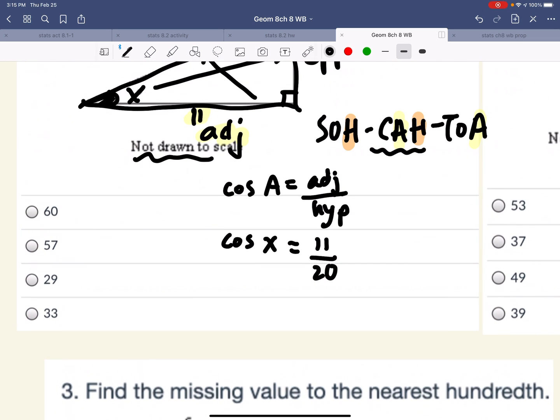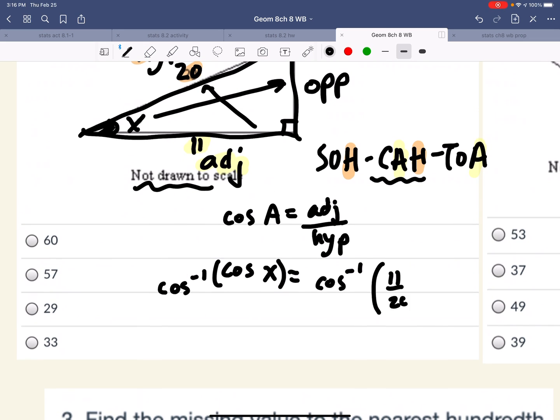Nice. Okay, so this is how we set it up last class. And now how do I get x by itself? I'm going to take the inverse to both sides. So the inverse of this, and there's not a lot of room here, so I'm just going to use my eraser and scoot it on over. The inverse cosine of 11 over 20. Okay, so the inverse cosine of cosine just undid what we did, so that will give us x by itself on one side, which is exactly what we want.